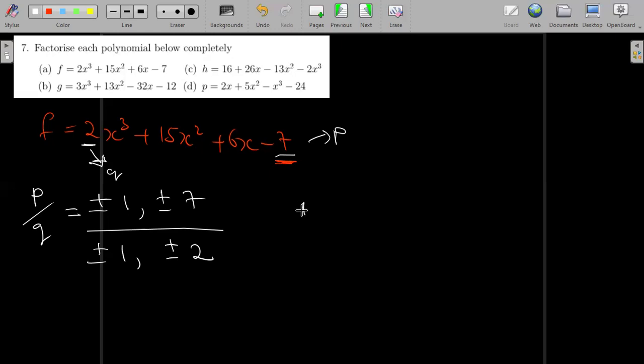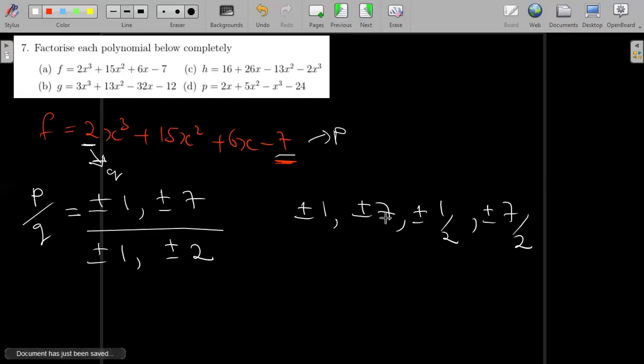Of course, you'd have plus minus 1, when dividing by 1, and plus minus 7. The other ones would include, when the 2 divides into the 1, plus minus a half. Then when the 2 divides into the 7, that would be plus minus 7 over 2. So these are the possible values that you can try to test by plugging in.